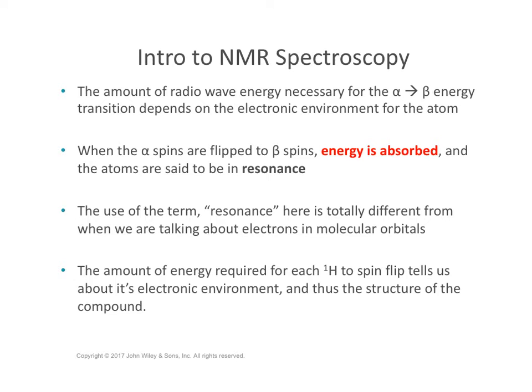Therefore, the amount of radio wave energy necessary for that alpha to beta energy transition depends upon the electronic environment of the atom. And this is how we're going to get information about our compound. When the alpha spins are flipped to beta spins, energy is absorbed and the atoms are said to be in resonance. This is the resonance part of NMR. The amount of energy required for a proton to spin flip tells us about its electronic environment and thus the structure. And note that resonance here is different from the types of resonance structures that we've drawn in the past. This is a different type of resonance.